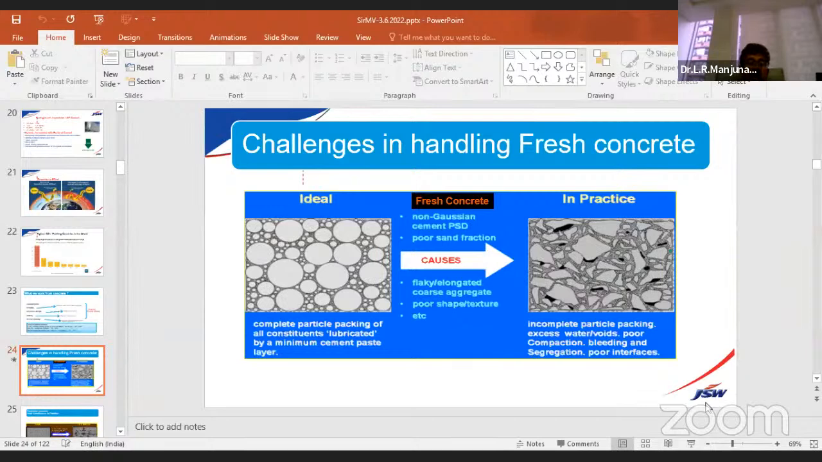So challenges: when we make concrete in a fresh state, we have a huge challenge. What is that huge challenge? You may not have proper mixing of the concrete, and there's no proper combination of water-cement ratio and aggregate blending. So because of that, what will happen? The ideal situation for concrete should have perfect particle packing, but generally we have excess bleeding, more voids, and poor compaction. These are the various challenges in fresh concrete.